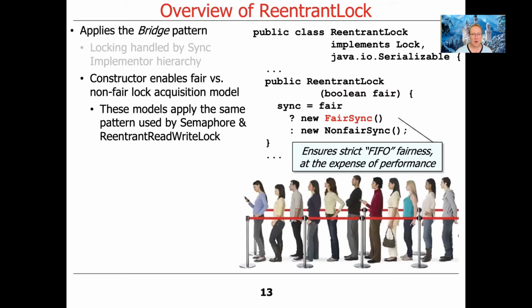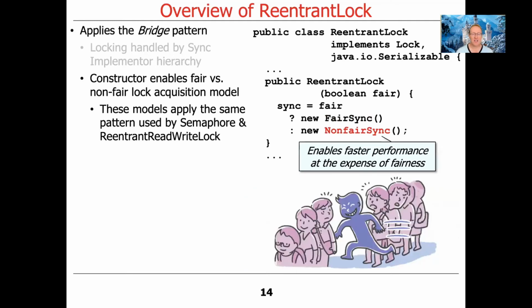Fair sync ensures strict FIFO fairness. In other words, the thread that shows up first in line gets first access to the lock when it's available. And any threads that come after have to queue up in order. So it gives you fairness, but it turns out that there's actually a fairly non-trivial performance hit by doing fair queuing. In contrast, non-fair synchronization enables faster performance at the expense of fairness. So it's not necessarily fair, but it's likely to be faster.